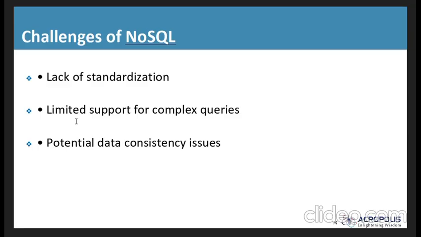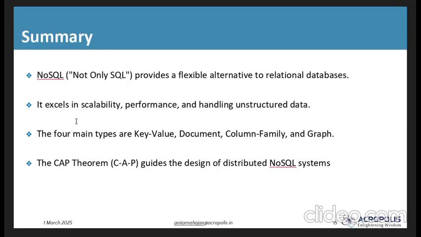And the next slide is the summary. NoSQL provides a flexible alternative to relational databases. It excels in scalability, performance, and handling unstructured data. Third, the four main types are key-value, document, column family, and graph. And last is the CAP theorem, which guides the design of distributed NoSQL systems.